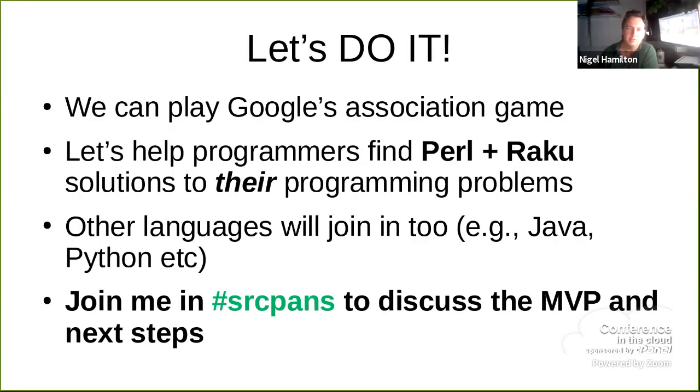So I think we can do it. I think we can play Google's association game. We just need to expose the problems that associate with Perl and Raku solutions. And by using other languages as well, we get to benefit from the search engine optimization of that, but also as a community, we will be open to programmers from other languages. We won't be isolated and out in the cold.